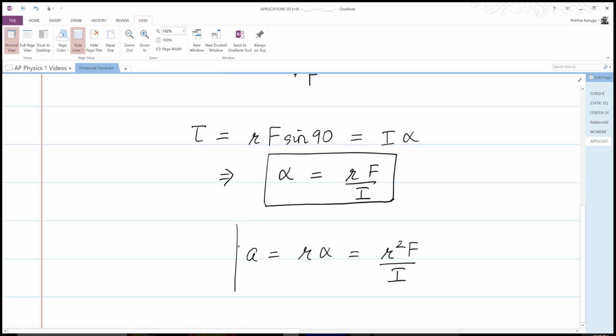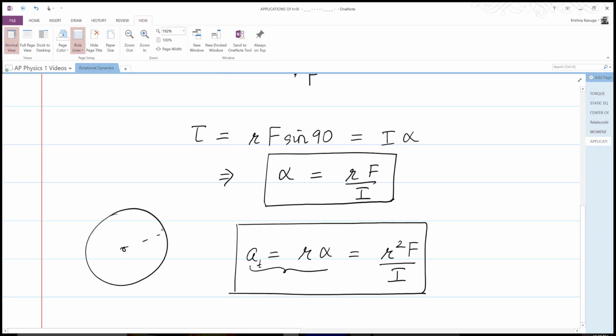So this relationship also is very important. It's going to keep coming up. Just remember this, that whenever something is turning around, then the acceleration, and by acceleration here we mean the tangential acceleration, of any point on the circle is related to the angular acceleration by this relationship. Like a sub t we know is equal to R times alpha. So keep this in mind, and everything should be good.